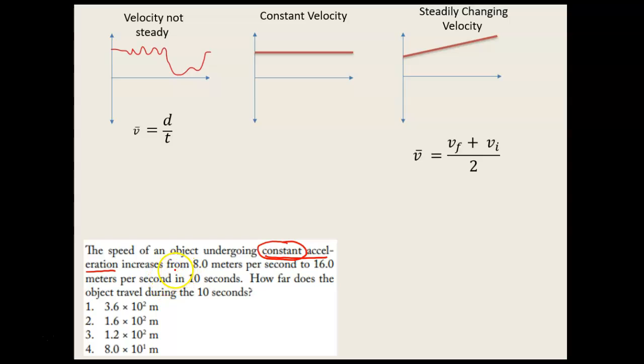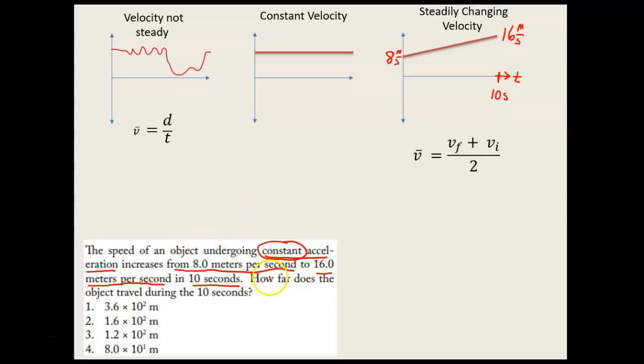Okay, and it increases from 8 meters per second. So it starts at 8 meters per second, and it increases to 16 meters per second. Okay, that's over here, 16 meters per second. So it just told us we steadily increase our speed from 8 meters per second to 16 meters per second, and that takes place over a 10-second time period. Okay, this axis is time.